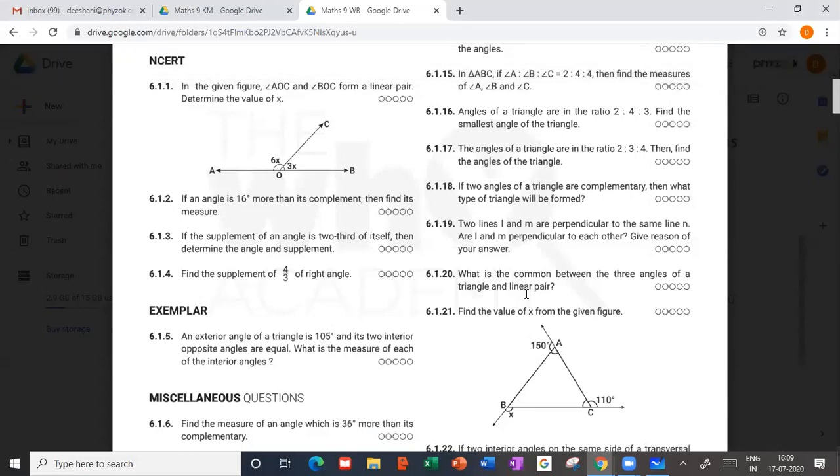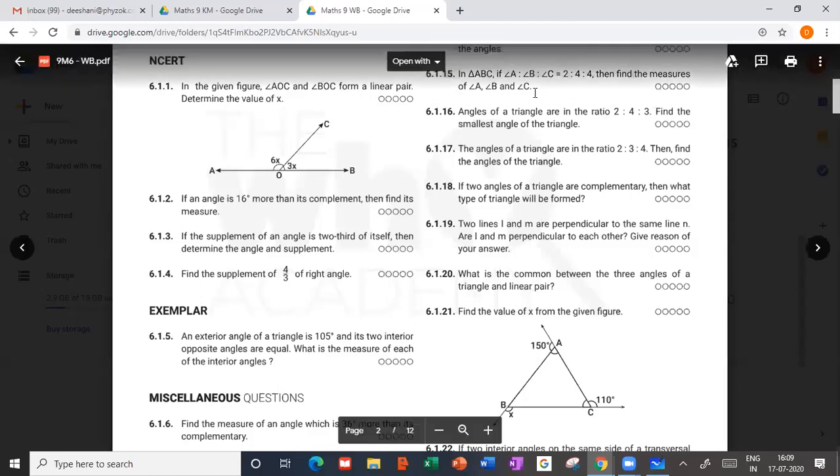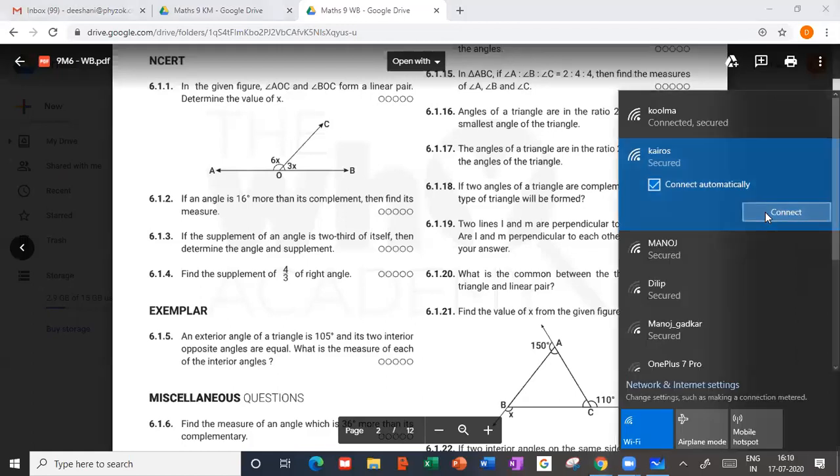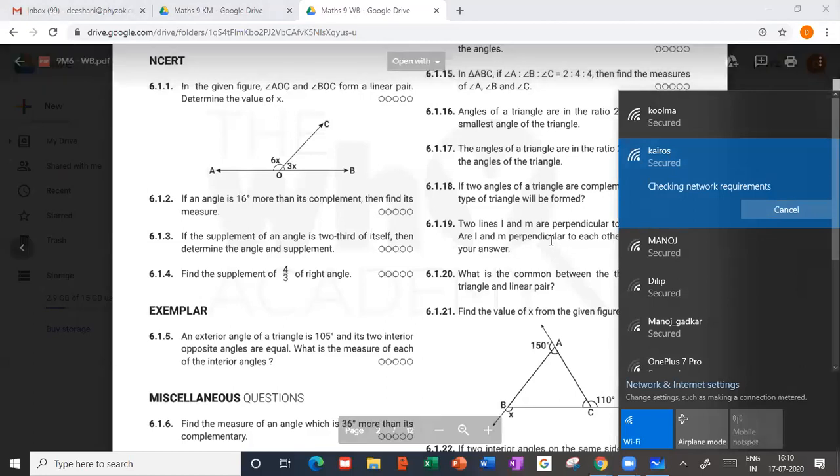Ma'am, shouldn't it be 2x equals 107? Can't hear. Is it okay now? Can you hear me now? Your voice is still cracking and lagging a lot, ma'am. It seems like you don't have a good internet connection. Yeah, I don't have a good internet connection. What to do?